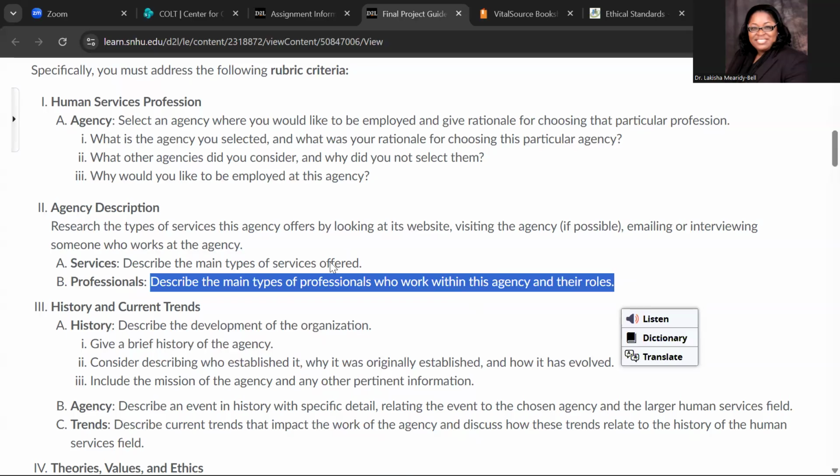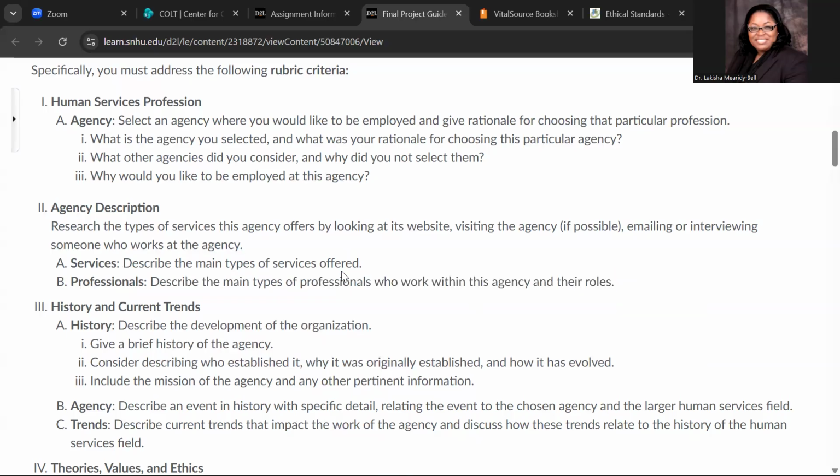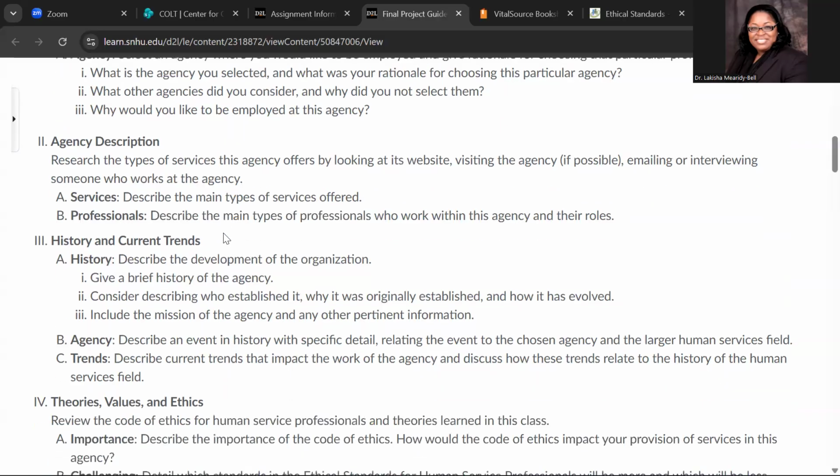So go back and pull this information and my feedback to make sure that it's correct and accurate in this section to talk about what that agency is about, what you've learned, what the main types of services offered are, and also the types of professionals that are hired at the agency and working at the agency. It's going to help me to locate that agency and see if this is actually what they're doing.